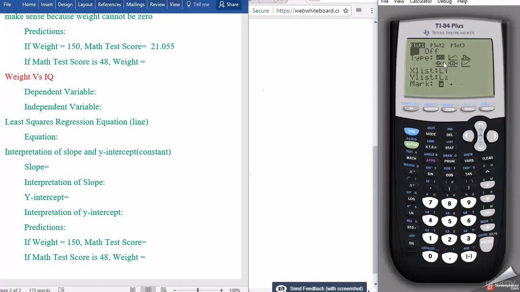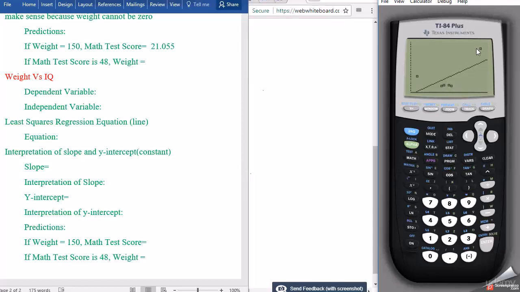So to do that, we already have L1. We're going to do a scatter plot for L1, which is weight, and L2, which is math test scores. So once you have turned it on and you are sure that scatter plot is selected, you are going to do zoom 9. So this is what you have. You can see the scatter plot.